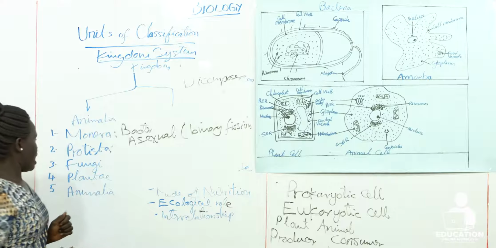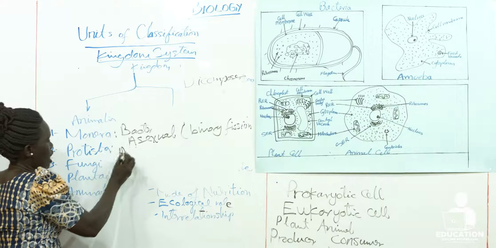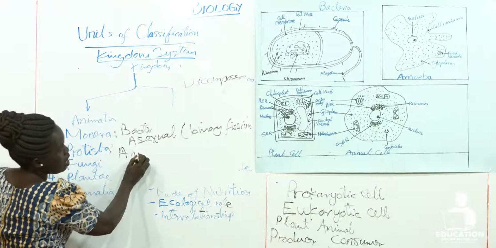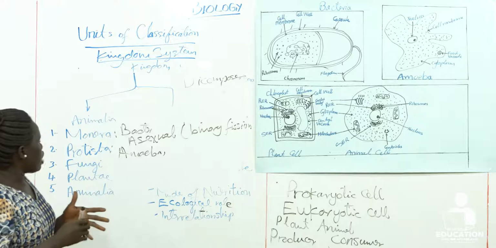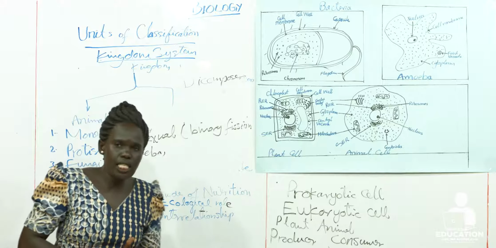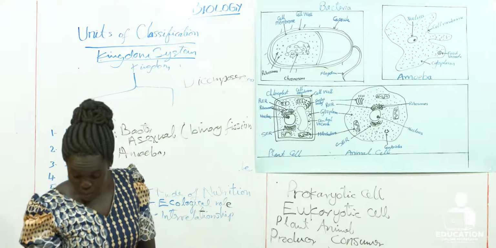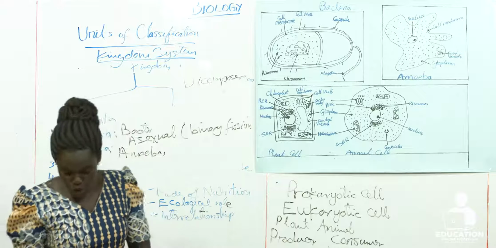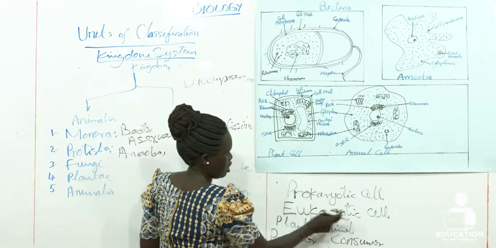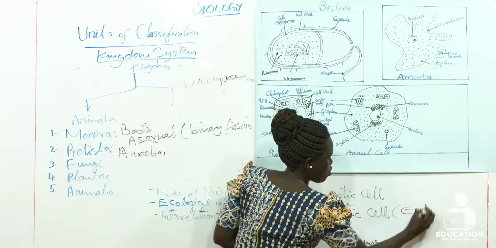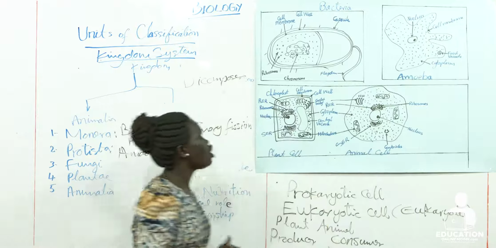Then kingdom Protista, this one includes amoeba, Euglena, Chlamydomonas. These are all under kingdom Protista. This group of living organisms, they have characteristics. They have a true nucleus. That's why it's called what? Eukaryotic, or eukaryotes. They are known as eukaryotes because they have a true nucleus.